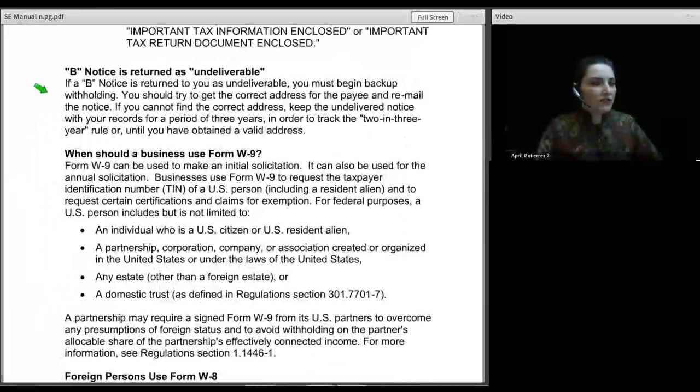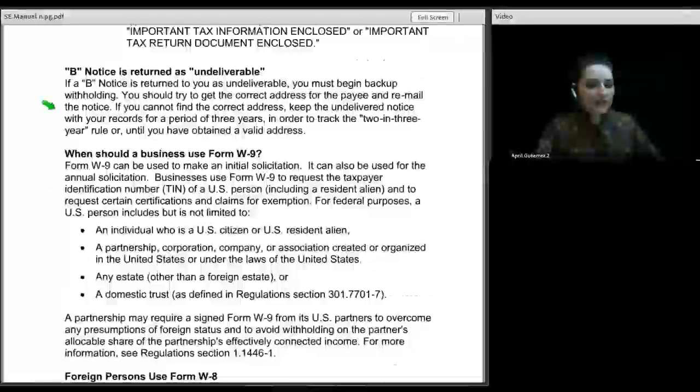If a B notice is returned to you as undeliverable, you must begin backup withholding immediately. You should try to get the correct address for the payee and remail the notice. If you cannot find the correct address, keep the undelivered notice with your records for a period of 3 years in order to track the 2- and 3-year rule or until you have obtained a valid address.